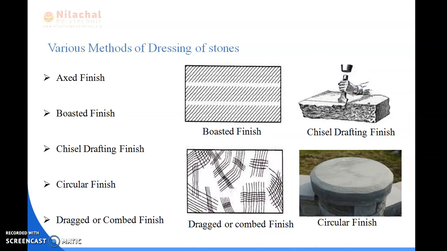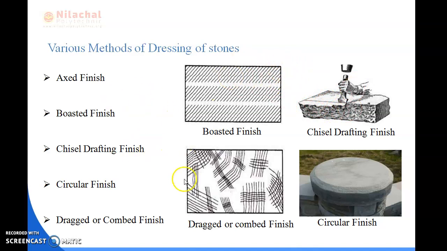Axe finish is a type of finish where the surface of the stones is dressed by means of an axe. Boasted finish, you have seen the diagram here. It is a boasted finish diagram. It has non-continuous parallel marks. And next is chisel drafting finish. You can see here that in this type of stone we have to get uniform joints, to get a proper shape and size.